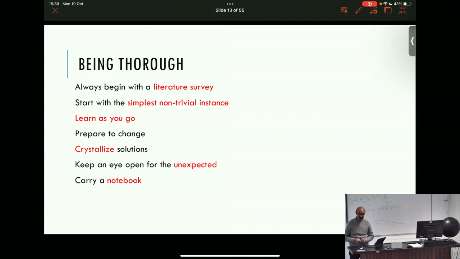So this is sort of the mantra that I have for students. Start with a simple example, learn as you go, prepare to change. And this is true for anything, right? Always start with the simplest thing, and then learn as you go. As you're going along, don't just say, oh, I made a mistake here. Keep changing, learn. And if you make a mistake, change it, right? This applies to anything you do, not just research, actually. You start simple, learn as you go, prepare to change. Being thorough also means crystallizing solutions.